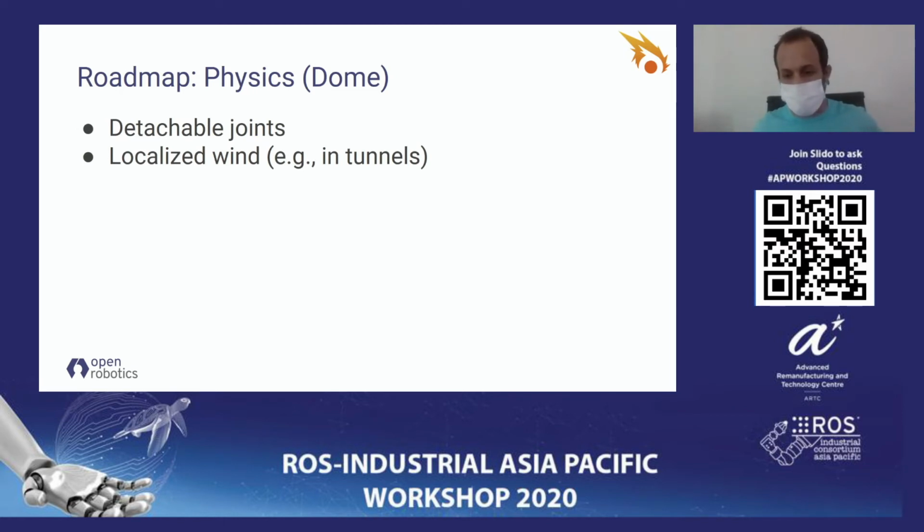We also have detachable joints, which basically allow two models to start off rigidly attached and then get detached during simulation by publishing a message. Next.